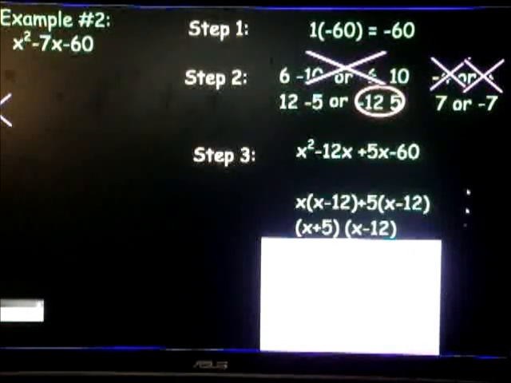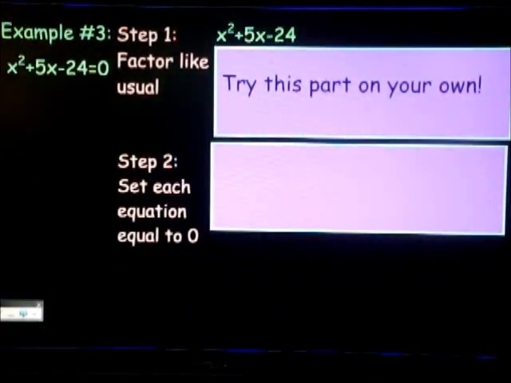For our next example, we're going to go back to something we saw in the final where a trinomial actually equals 0. So I'm going to ask you if you could pause the video and do step 1 all by yourself. I just want you to factor this piece, not the equals 0, but just that piece. And in about 10 seconds, I'm going to reveal the answer.